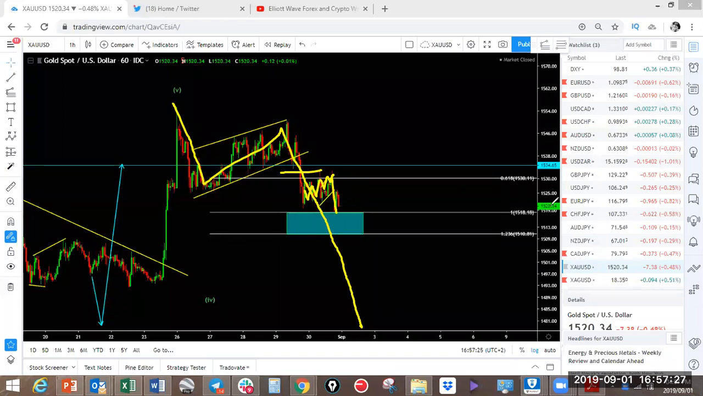I said when we got to 1,500, I exited all my positions. This piece I didn't trade, not interested. It's not part of my structure. As far as I'm concerned, the cycle to the upside here has ended and we need to get a pullback.